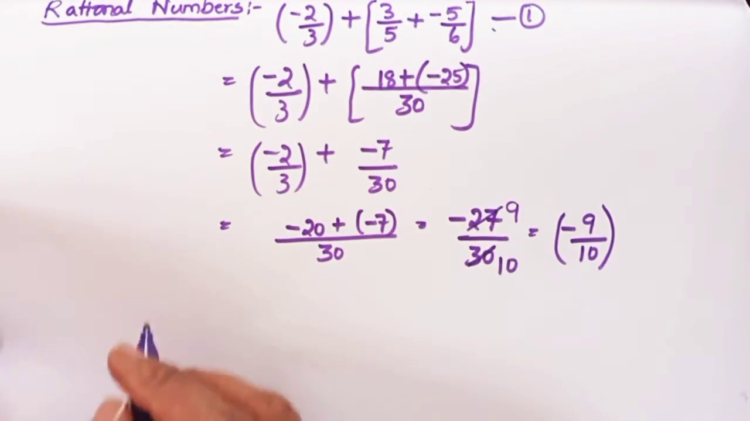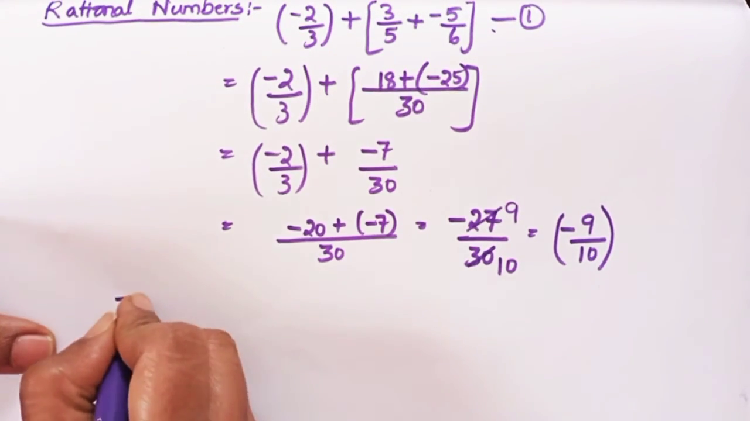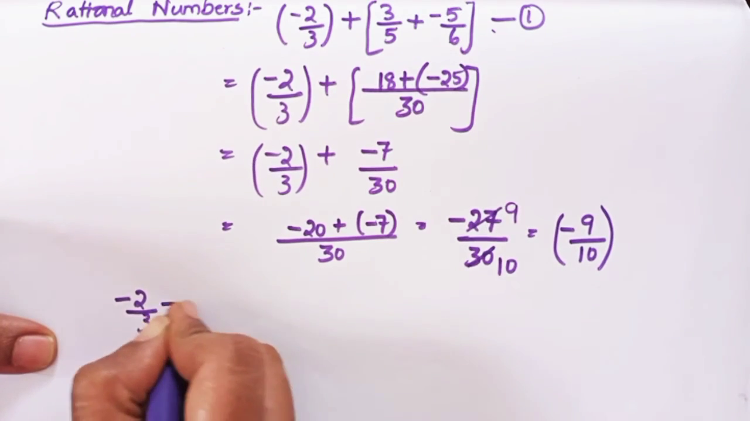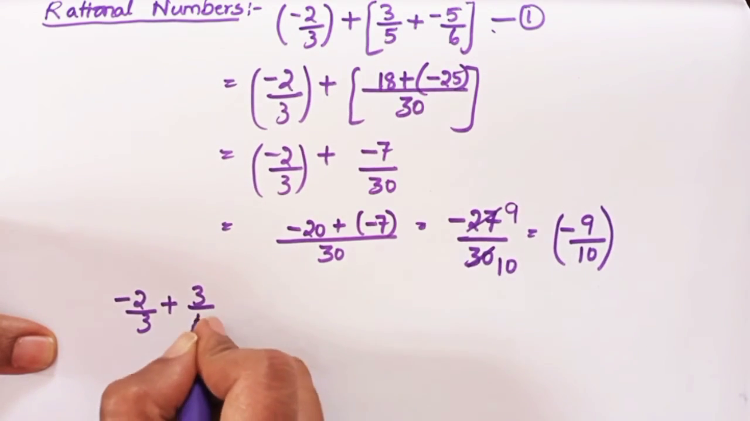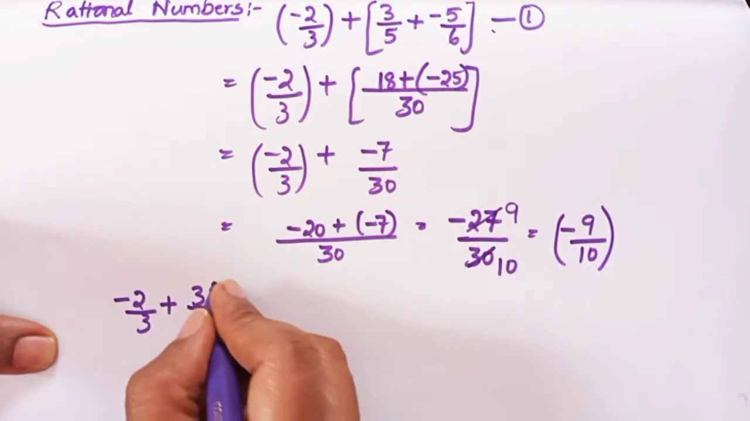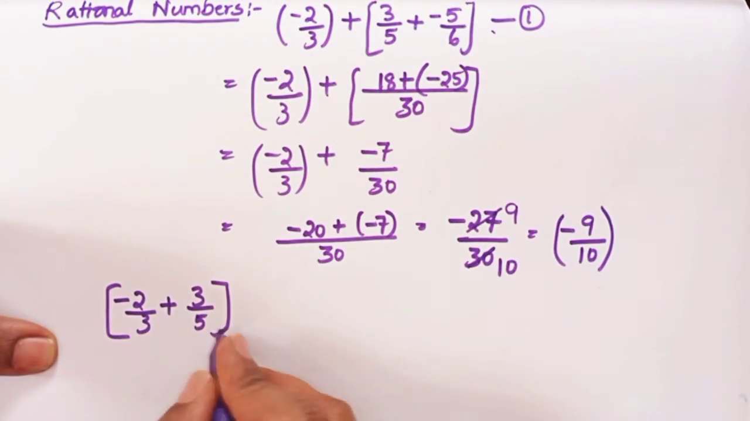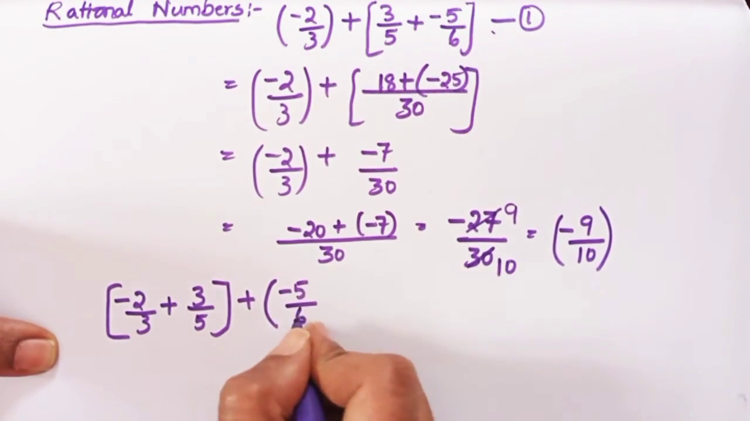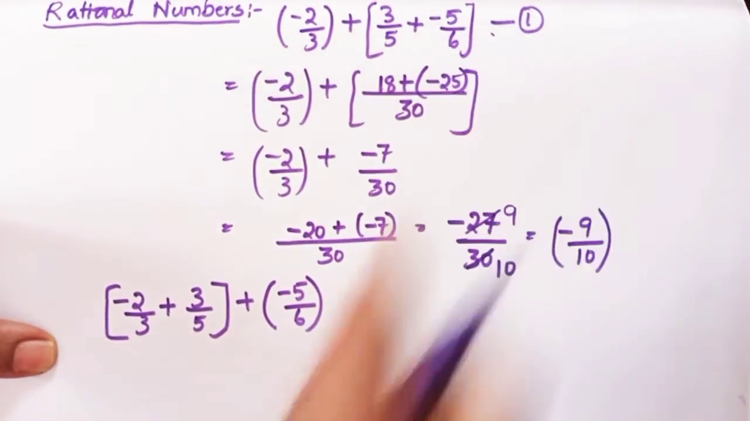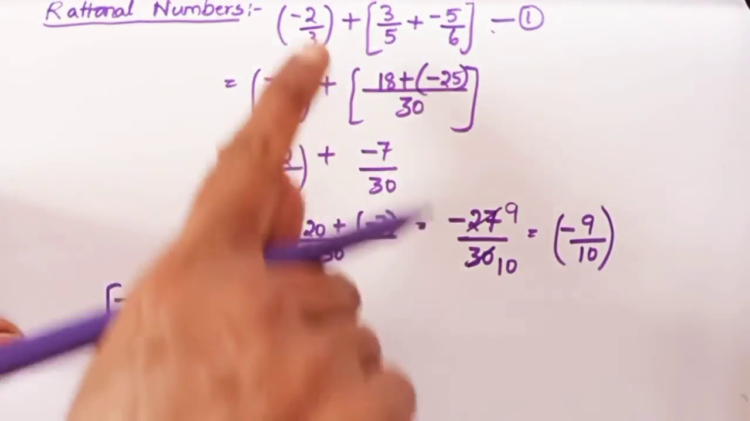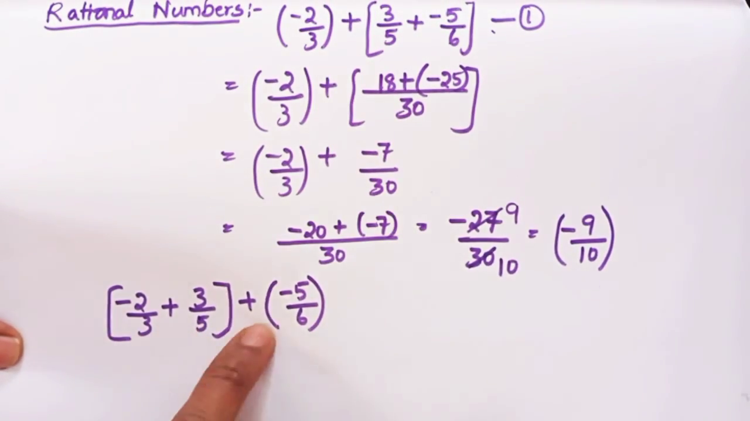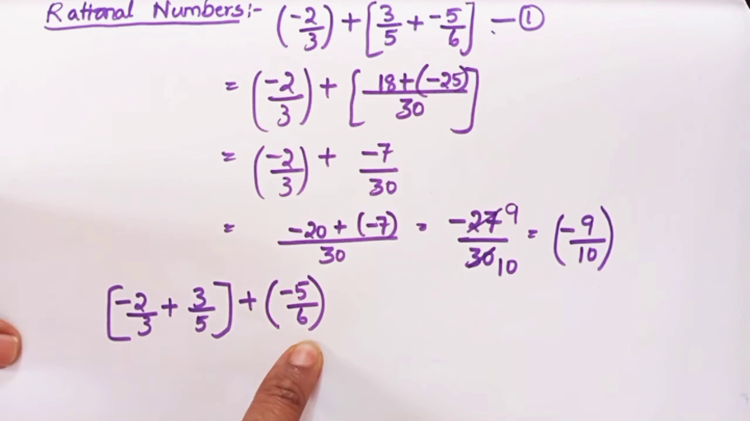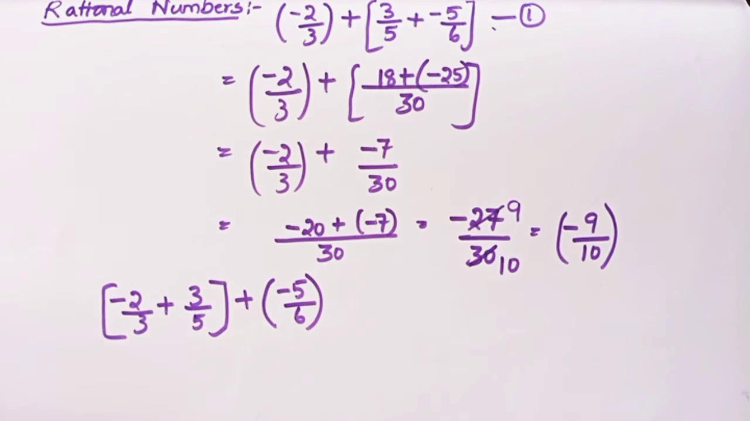What is our second case? Our second case is minus 2 by 3 should be associated with B. That is A plus B. I want to take A plus B plus C separately. My C is minus 5 by 6. So I have associated A and B together here, plus C I have kept it separately. This is my second case.